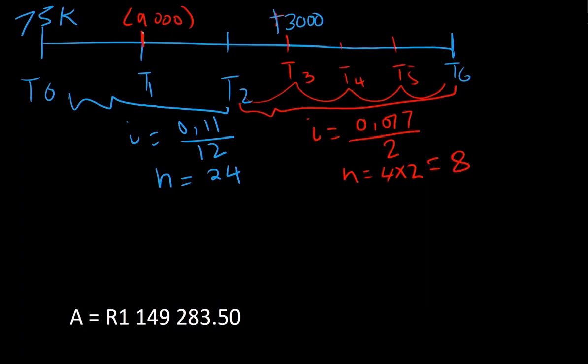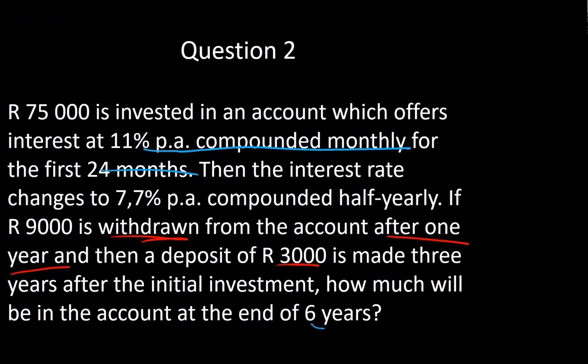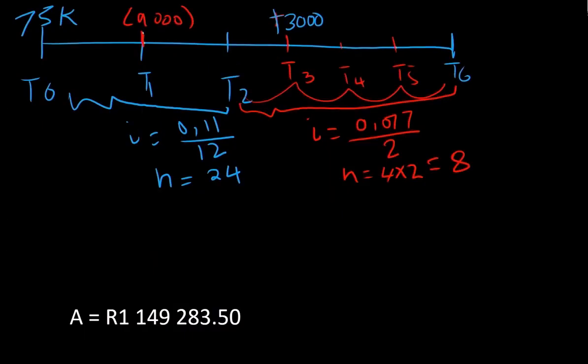Okay, the question says, how much will be in the account at the end of 6 years. So after your interest has changed from monthly to half yearly, and you've taken 9,000 Rand out of your account at the end of the first year, and then later on you deposit 3,000 Rand after 3 years, what's going to happen to the value of your investment? Remember, you started off with 75,000 Rand.